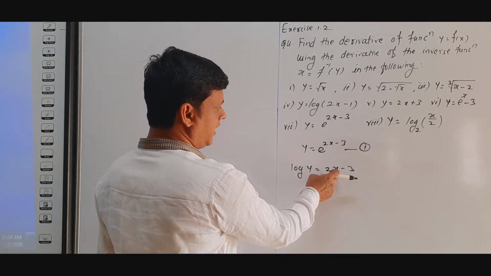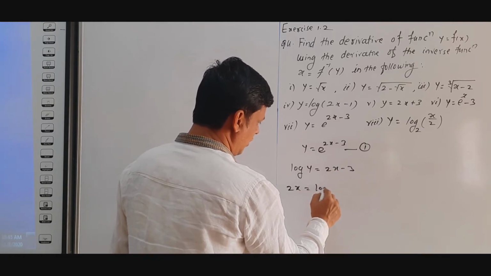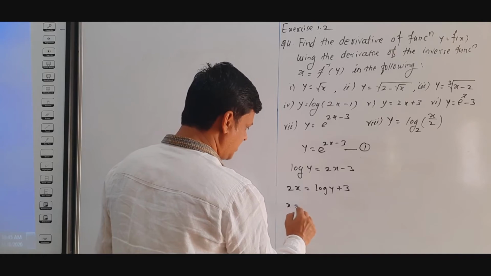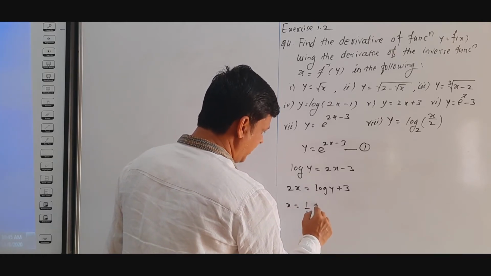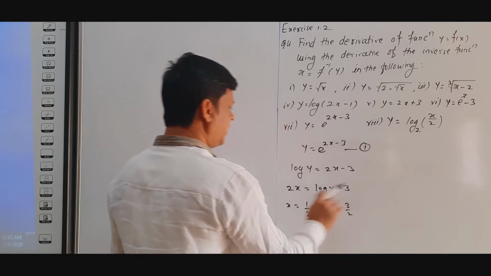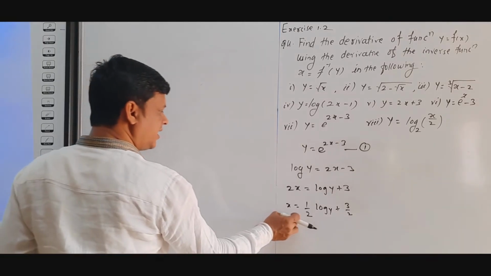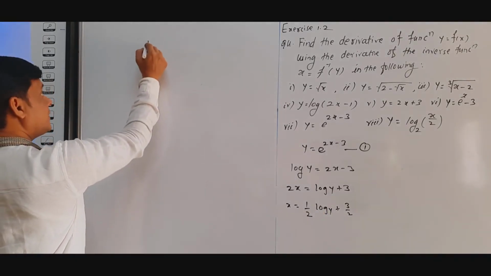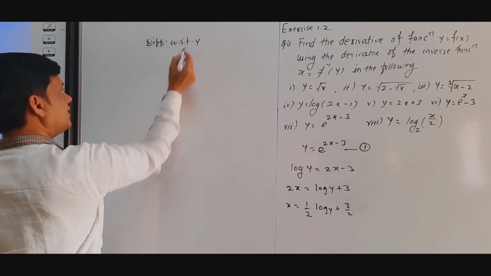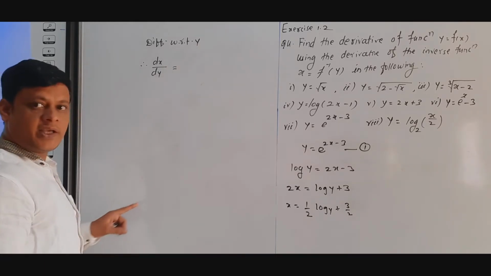So we write value of 2x is equal to log y plus 3. So we write here x is equal to 1 by 2 into log y plus 3 by 2. That means we divide both sides by 2. So we have to differentiate this function with respect to y. So we write here differentiate with respect to y. Therefore derivative of x with respect to y is dx by dy.